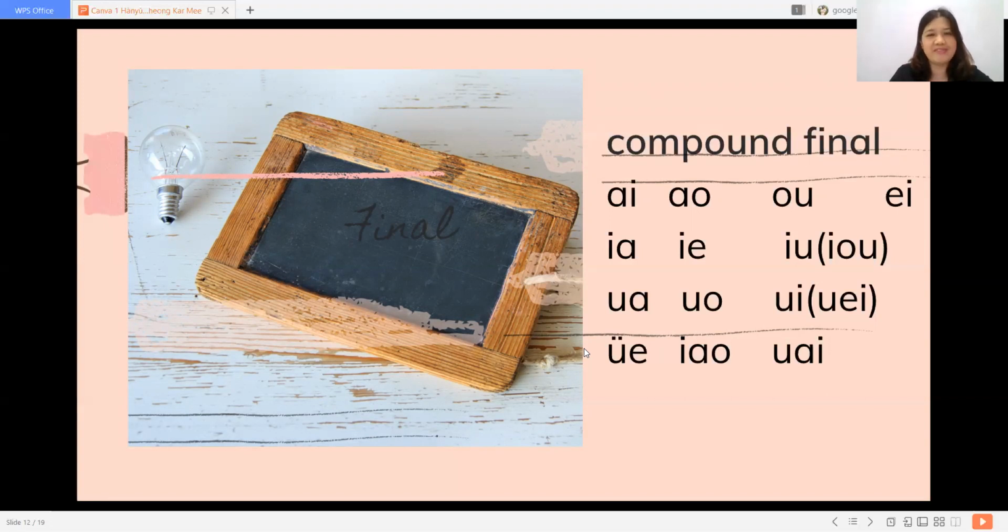Line number 1, ai, ei, ao, ou. Line number 2, ia, ie, iao.